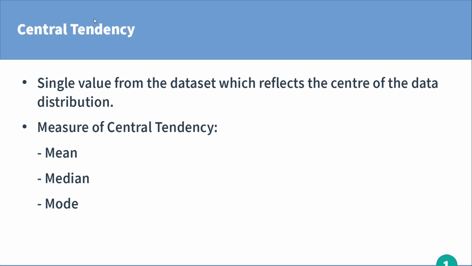Hi, let's get started with a very basic concept of statistics, that is central tendency. In a given data set, a single value that represents the center of a data distribution is known as central tendency. This is also known as measure of central location. There are three most common measures of central tendency, that is mean, median, and mode.